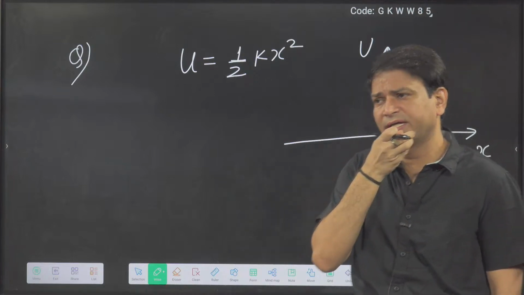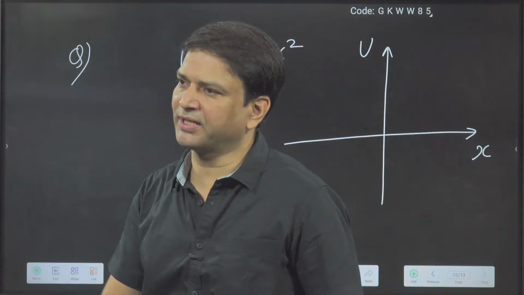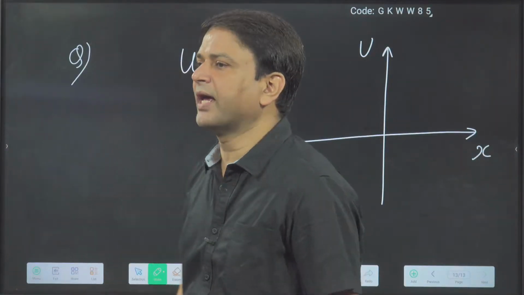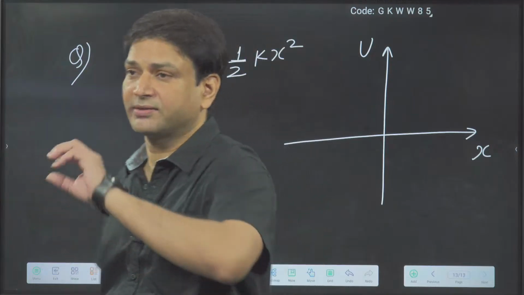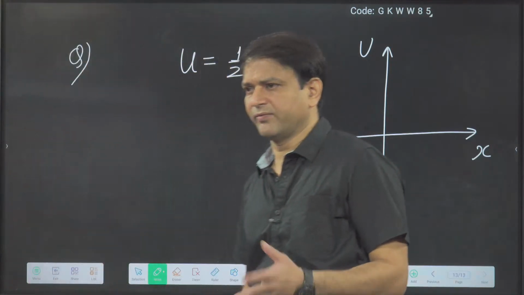Here x can be compression, x can be elongation, which means x can be positive or negative both. If time is there, we will not plot for the negative, but here x can be positive, x can be negative.